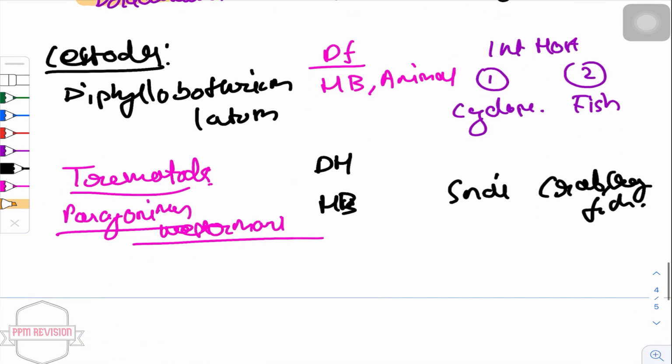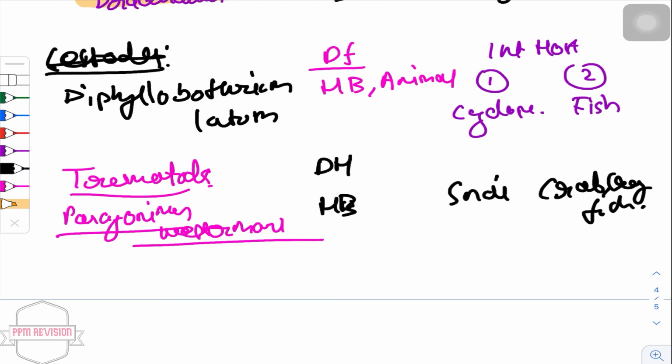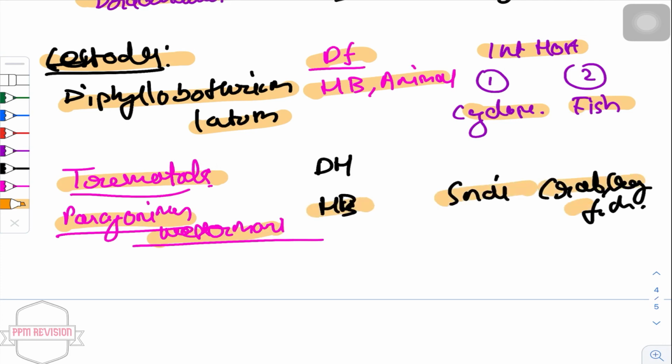Just to summarize, we spoke about cestodes, which have 3 hosts. Cestodes, and then Diphyllobothrium latum. Definitive host being human being or animal. Intermediate host is cyclops and fish, CF. And next is trematodes, Paragonimus westermani. Definitive host is human being, and intermediate host is snail or crab or crayfish.